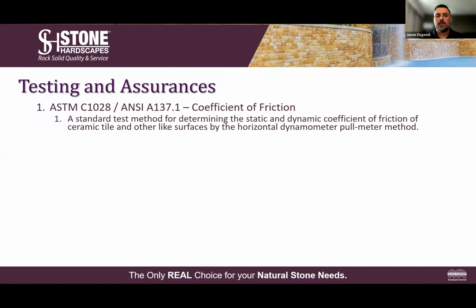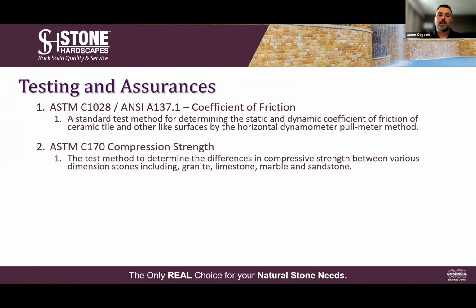The first test is the older version of the ASTM C1028, and then the ANSI A137.1, which is a coefficient of friction test. This test method is for determining the static and dynamic coefficient of friction of ceramic tile and other like surfaces by a horizontal dynamometer pull meter method. This is your grip test. This assures you that the material you put around your patio or your pool has the grip necessary.